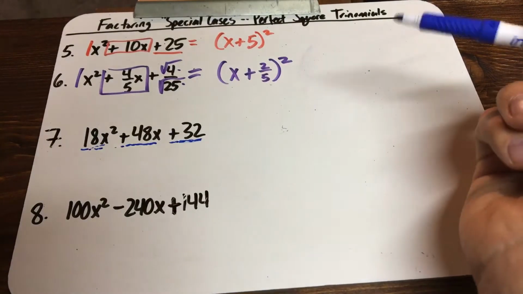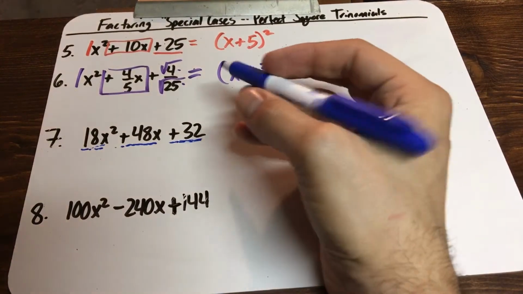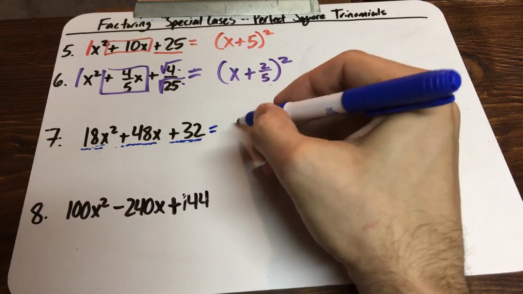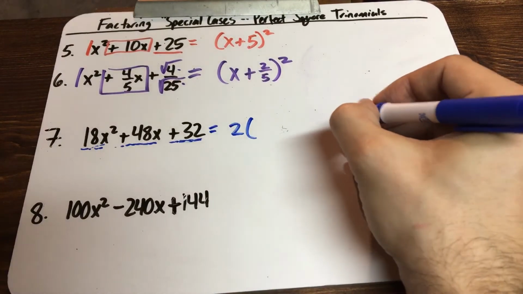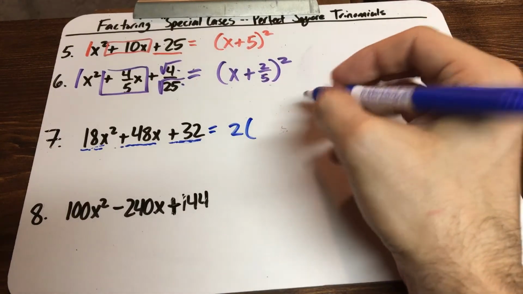Do they all have something in common? I think they do, right? Can we divide all these numbers by 2? They're all even. So could I factor out a 2? If I divide all my coefficients and all my numbers by 2, what do I have left?